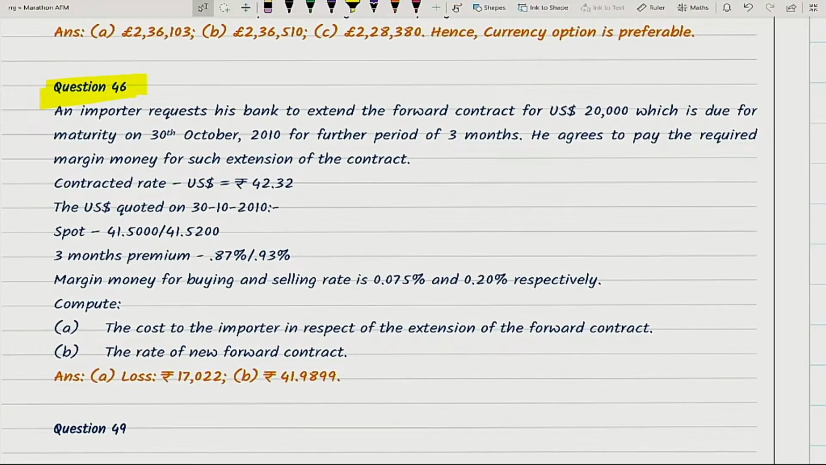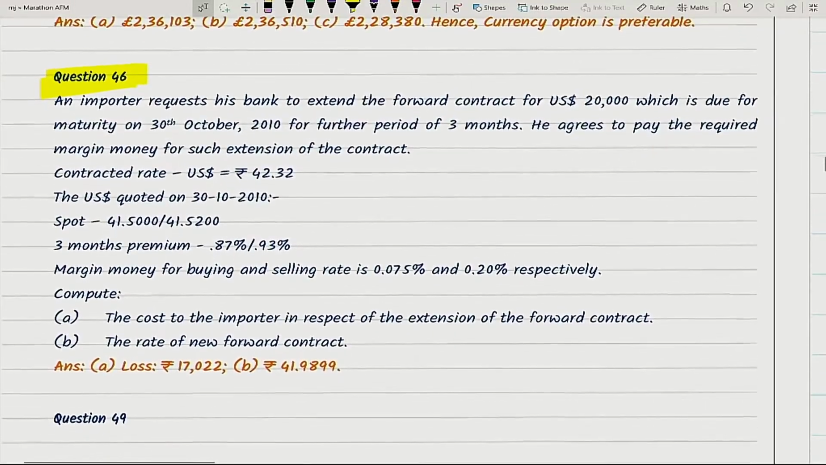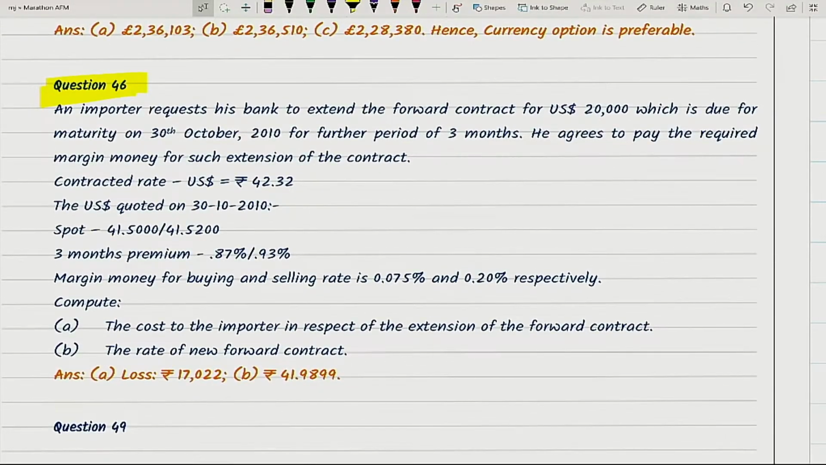5 minutes I give it to you. Try on your own. Importer request: extend the contract. Extension on the due date. Remember, the original contract of the importer is to buy. And then the cancellation would be: buy would be cancelled with sell.